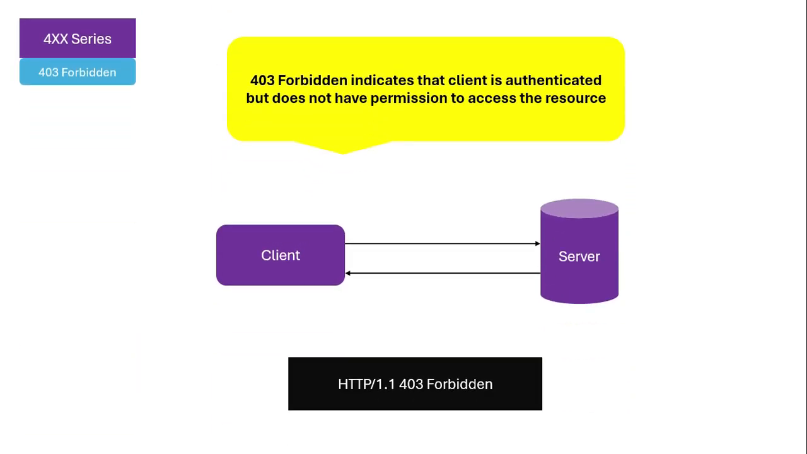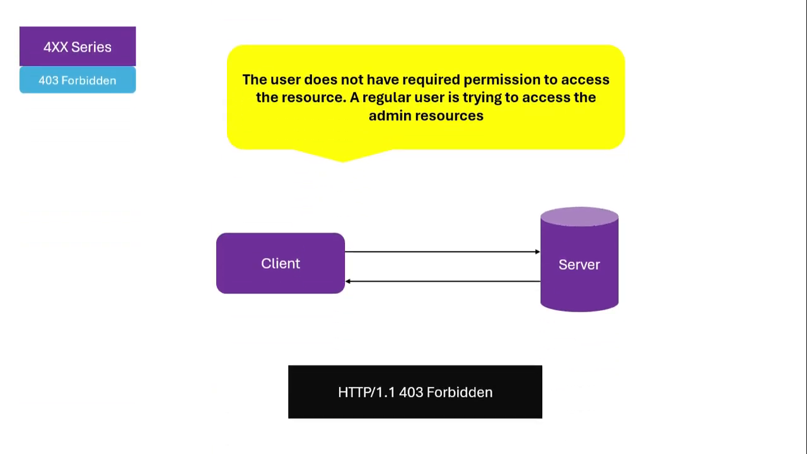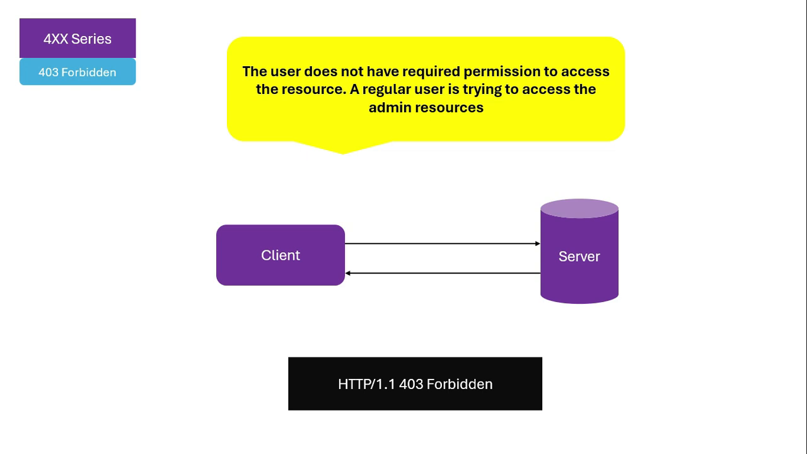For 403 forbidden, it indicates that the client is authenticated but doesn't have permission to access the resource. You may be trying to access a resource which is forbidden, maybe an admin resource or any other resource for which you do not have permission. It sends back a 403 forbidden status code.